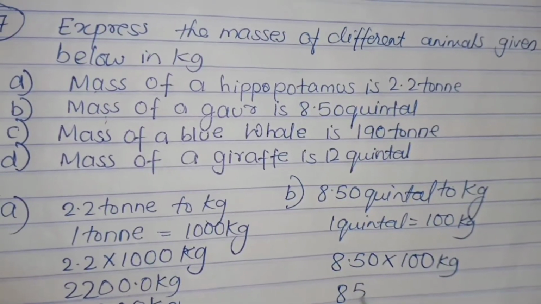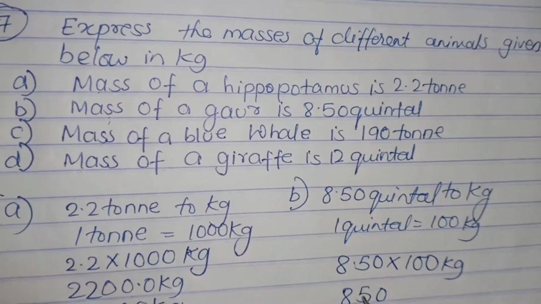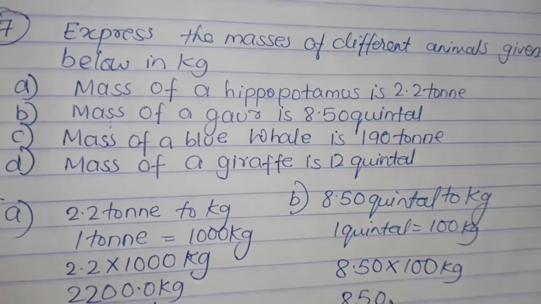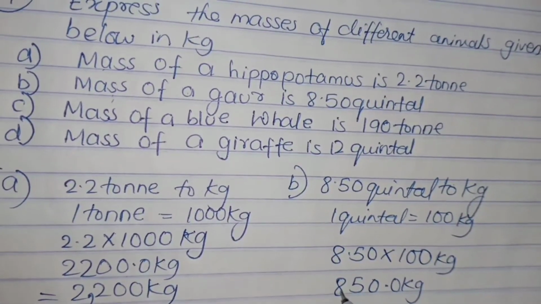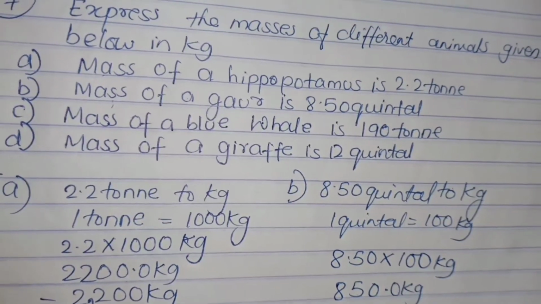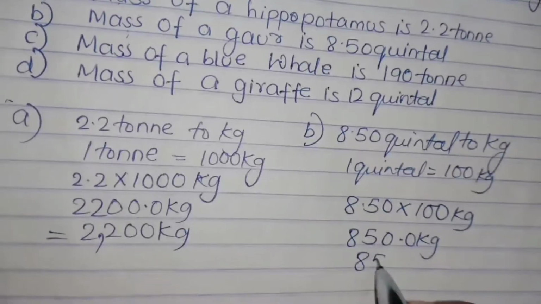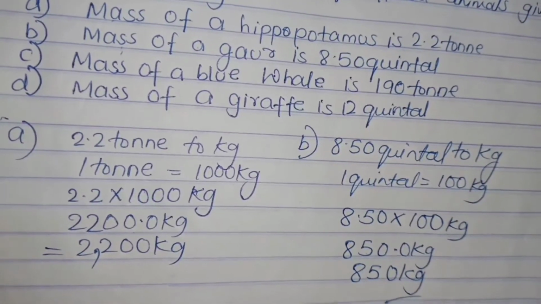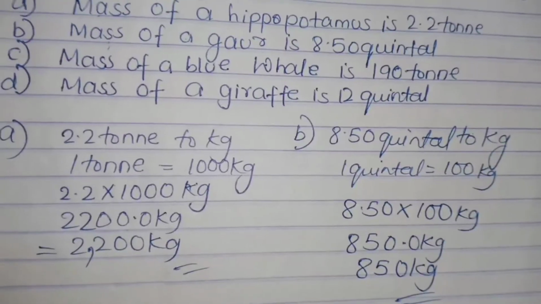Now don't put the decimal, and how many zeros are there? 2 zeros, so we'll take 2 jumps. 1 2, so 0.0 came, 0.0 kg. Okay, 850.0, so .0 no need to write. Okay, so 850 kg is the answer. Okay, so this is the answer.